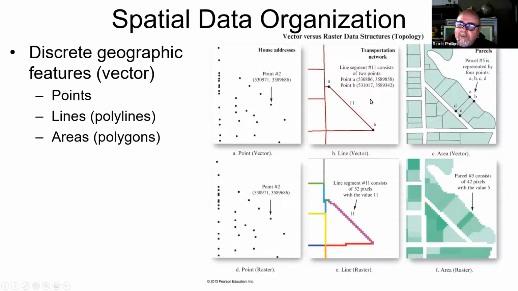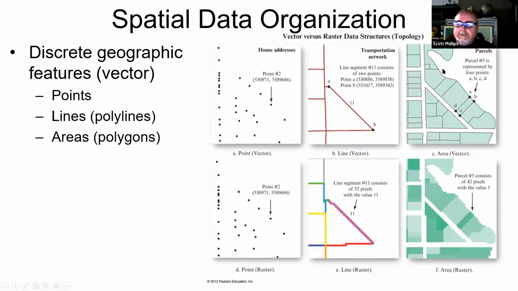Some are better represented by lines. This might be highways or streams. In GIS, we often call these polylines because rather than one single line, there are a series of connected lines. You can imagine a stream, you can't really make one line. It'd be a series of connected lines that would have the shape of the stream. And then areas, which we call polygons in GIS speak.